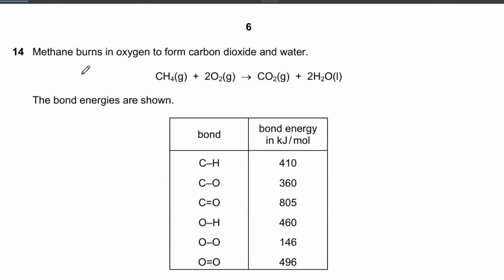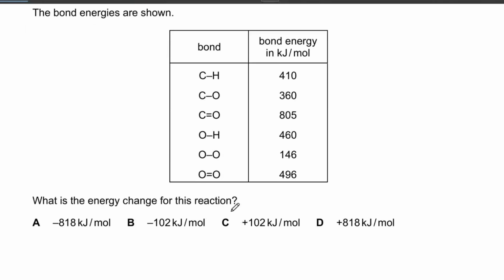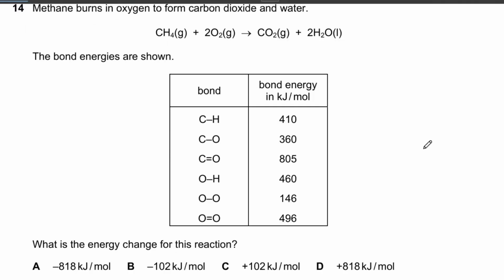Question 14. Methane burns in oxygen to form carbon dioxide and water. This is the equation of the reaction. The bond energies are shown. This is our bond energy. What is the energy change for this reaction? So to calculate the energy change, we use bond broken minus bond formed. That is reactant minus product. So we need to calculate our bond energy of the reactant and then bond energy of the product before we subtract them. In order to do that, we need to write this equation in a displayed formula.